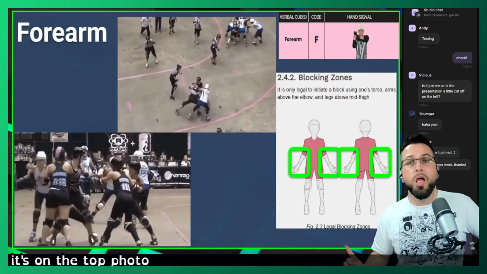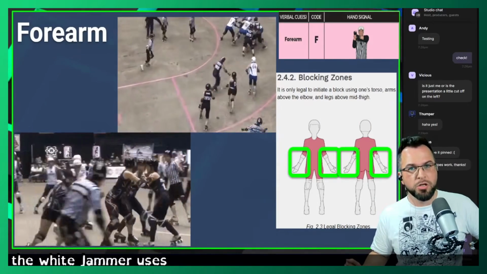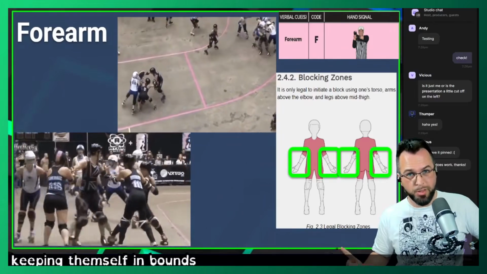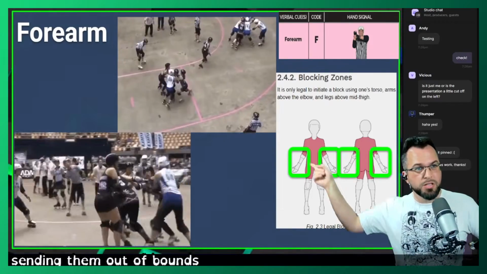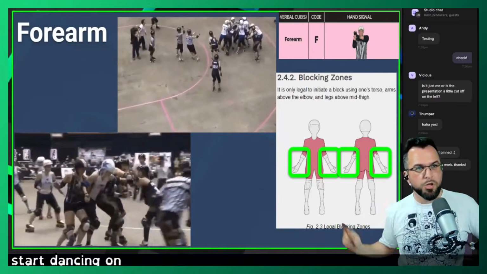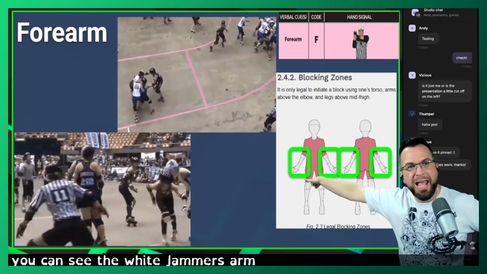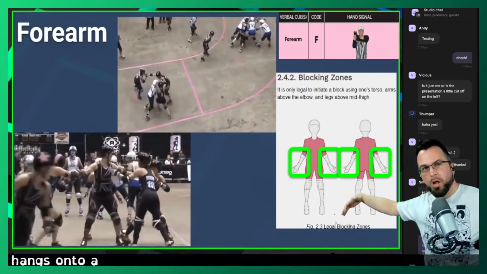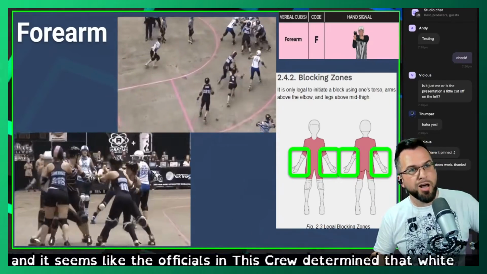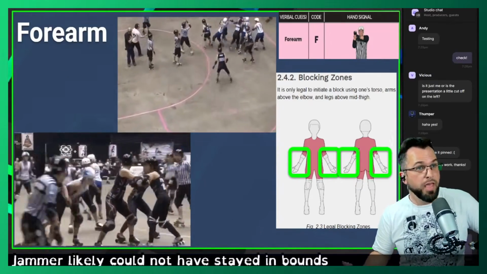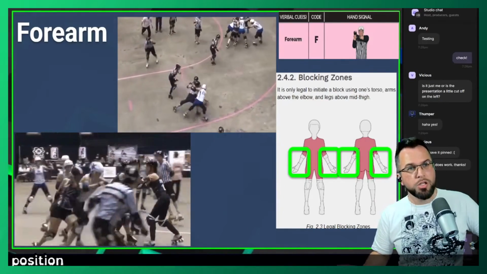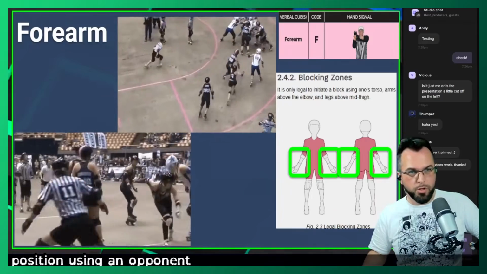So in the top photo, the white jammer uses their left arm to hook onto a black blocker, keeping themselves in bounds and preventing the black blocker from sending them out of bounds. It happens quick, but right before they start dancing on the line, you can see the white jammer's arm just hangs onto a black blocker. It seems the officials in this crew determined that white jammer likely could not have stayed in bounds had they not done that. So they were issued a forearm for maintaining upright or inbounds position, using an opponent, grabbing onto them with their forearms.